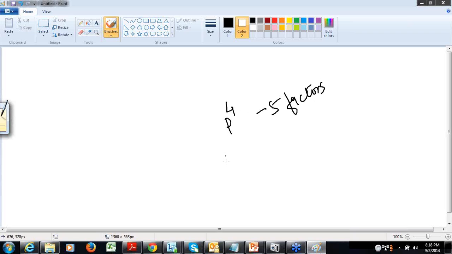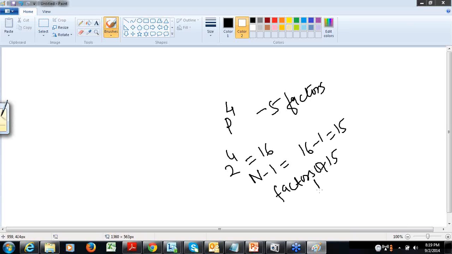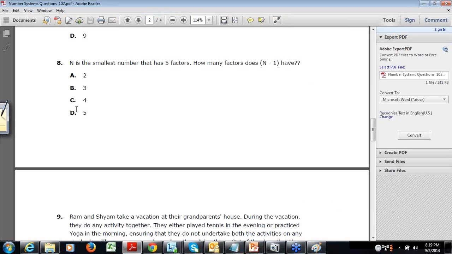Now the smallest prime number is 2, so 2 to the power 4 will be 16. So it is saying n minus 1. N minus 1 means 16 minus 1, that is 15. So factors of 15 will be what? 1, 3, 5 and 15, that is 4. So we can go ahead and mark option number C, the option which has 4. Anybody has a problem with this?